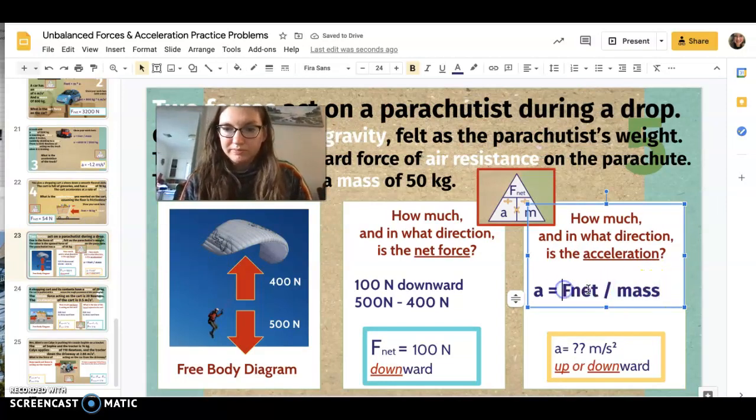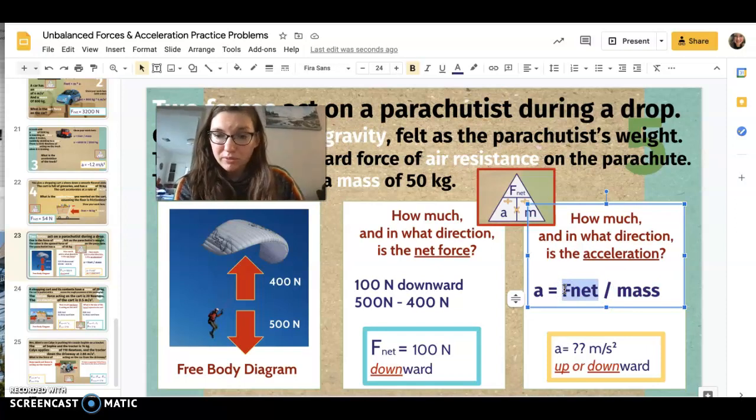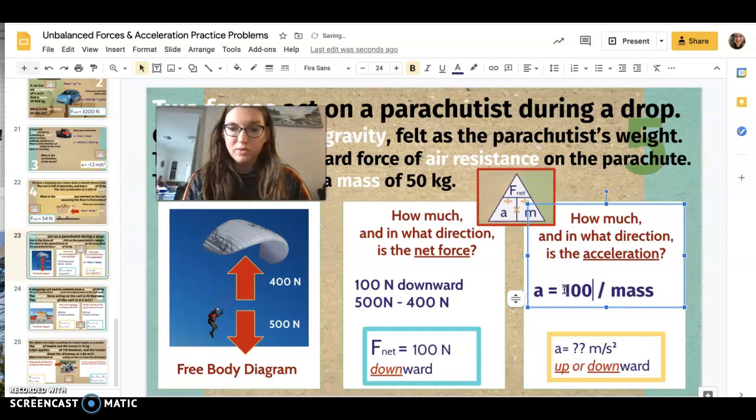All right. So I know that the net force here is 100 newtons, because I found that here. And the mass of the parachutist is 50 kilograms. So easy peasy, I can do this in my head. 100 newtons divided by 50 kilograms.